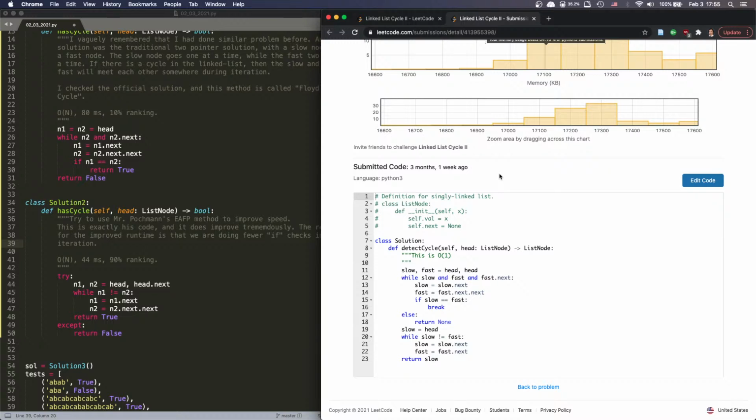We put slow on the head and let them go. Oh, I remember this idea. The fast goes slow now. So this is where they meet.